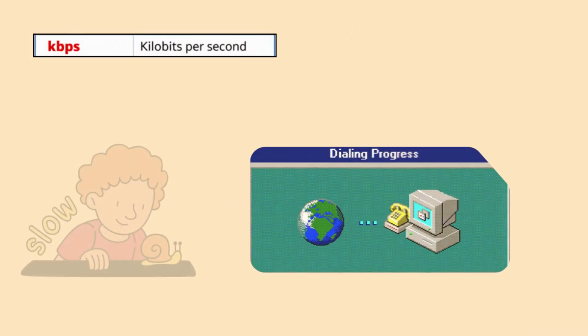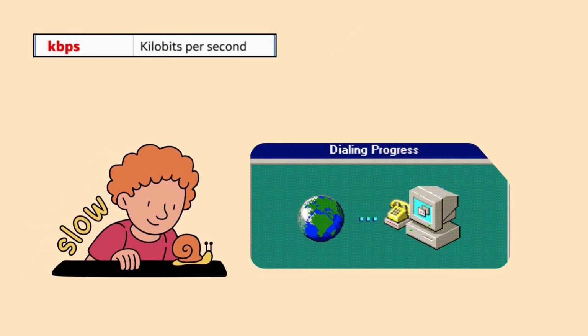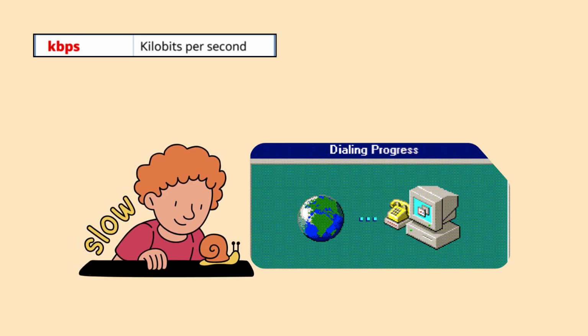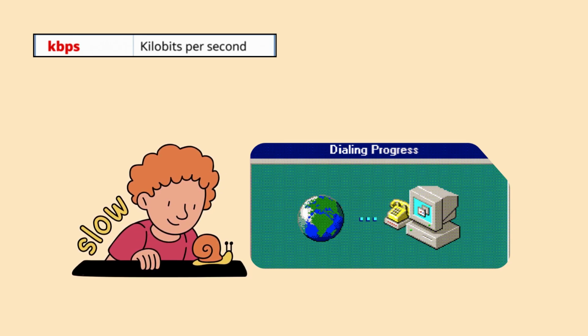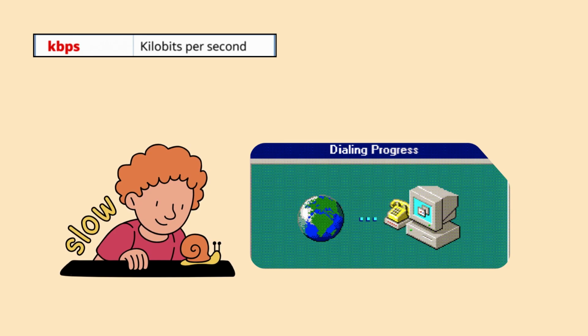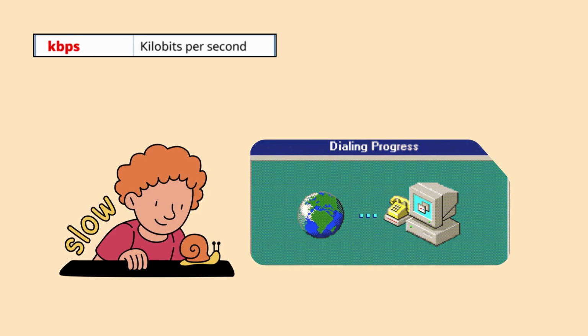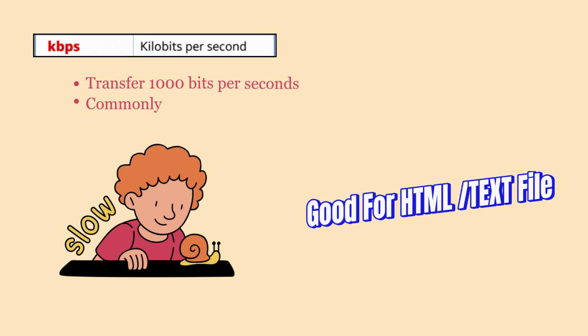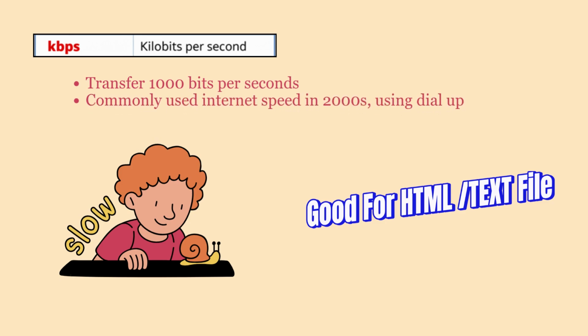Kilobits per second. This is the smallest commonly used unit of internet speed, and it represents extremely slow data transfer by today's expectations. It was widely used during the early days of dial-up internet, when most online activity involved text-based websites, emails, and very small files.